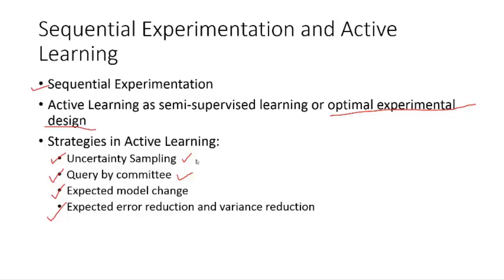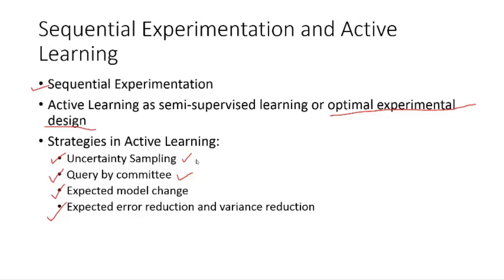The next approach is expected model change. The idea behind expected model change is: if we knew the label of a particular data point, which label in the input space would contribute to the greatest change in the current model we have, based on the current data we have of the inputs and outputs? So you have some data on the inputs and outputs, and you extrapolate this to the broader question: you could get an output for any point in the input space. Which point would lead to the largest change in the model? And the idea is to query that point very specifically.